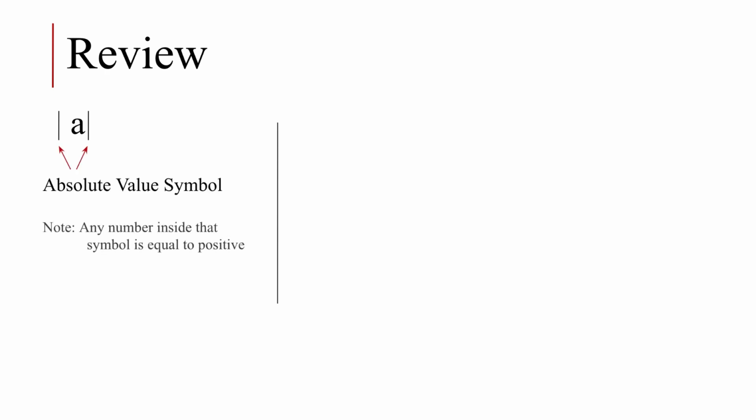Let's have a review. Take note that in this video, we will be encountering the symbol for absolute value. The two vertical lines indicate the absolute value symbol, and any number inside that symbol is equal to a positive number. For example, the absolute value of negative 5 is always equal to 5. The absolute value of 5 is also still equal to 5. Any number will be changed to a positive number.